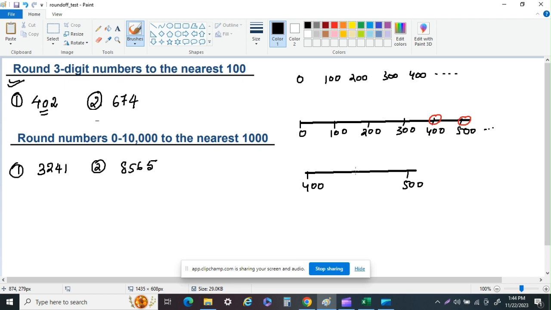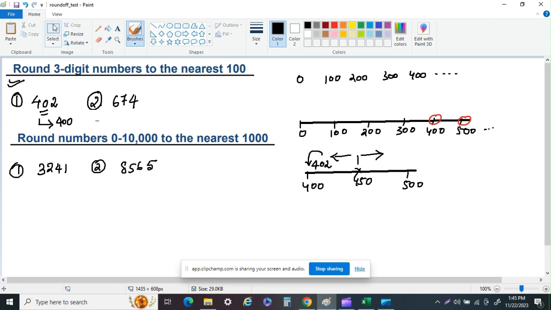For this, an easy method is to find the middle number. The middle number between 400 and 500 is 450, right? And then you see where 402 falls. Does it fall on the left side of 450 or on the right side of 450? Clearly, 402 lies on the left side of 450, somewhere here. And then you see it is closer to which number? This is definitely closer to 400. So when you want to round off 402, it will round off to 400.